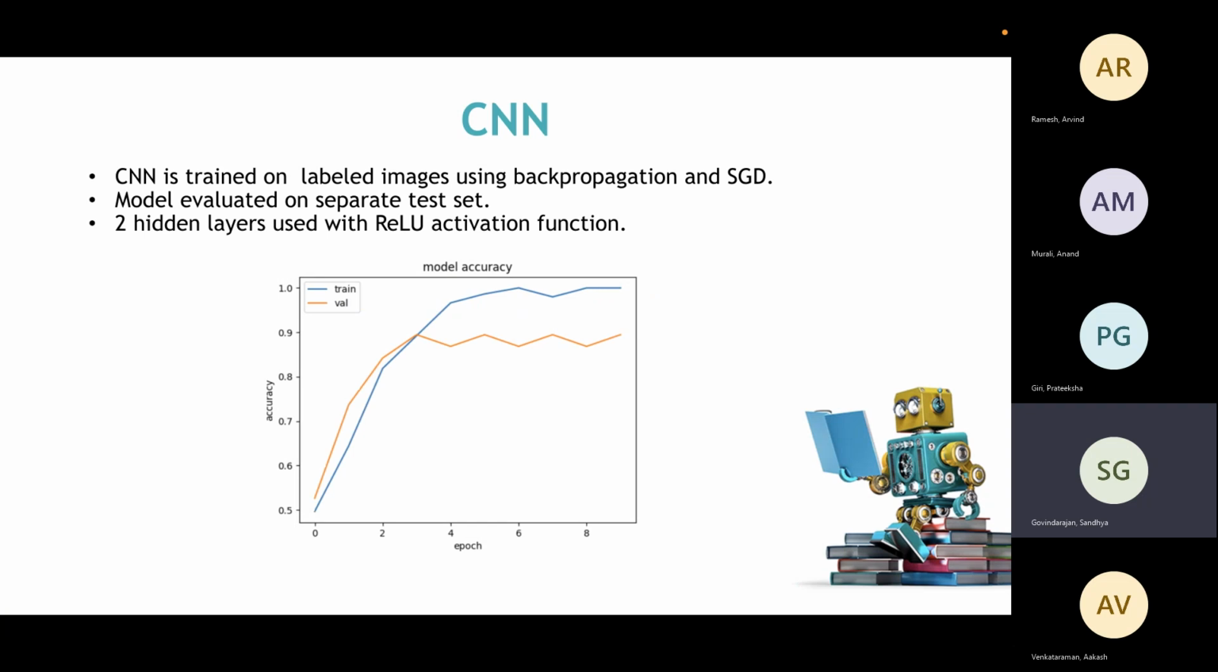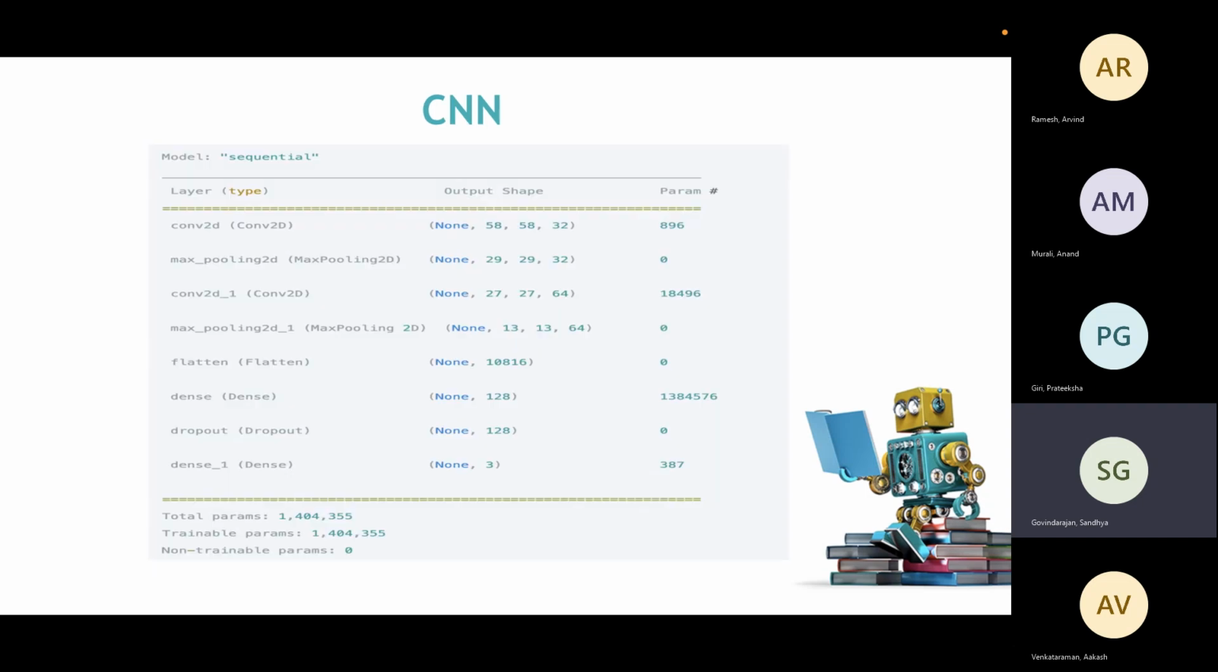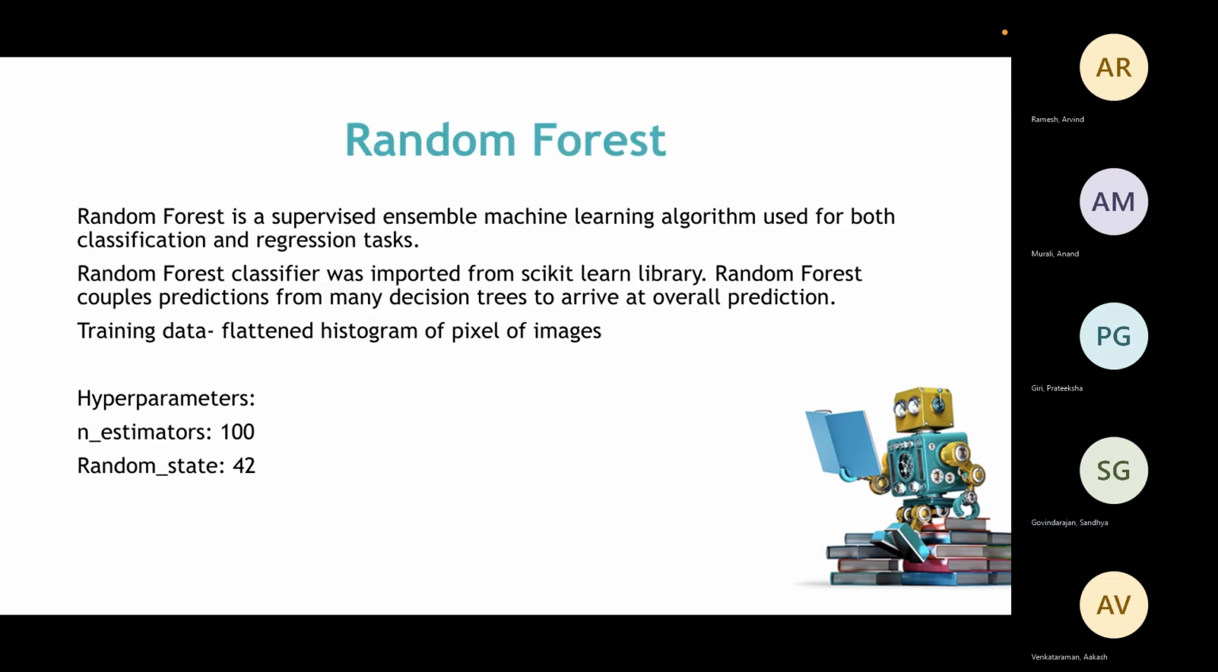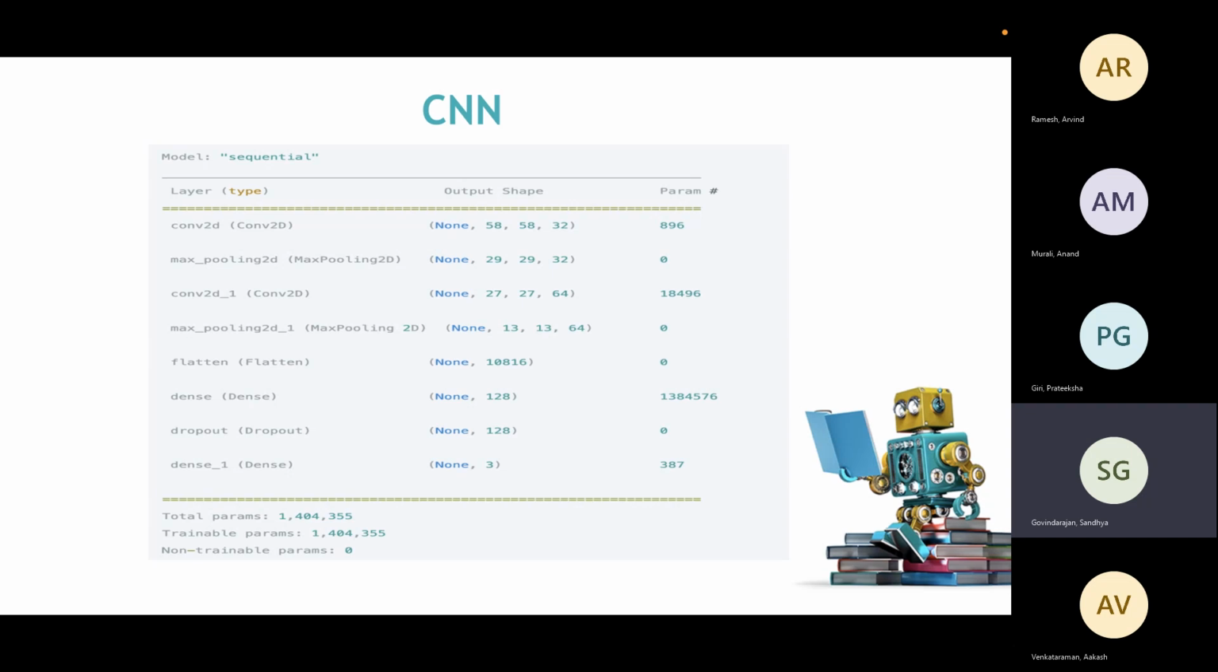So the first method that we implemented was the CNN. The CNN was trained on labeled images using backpropagation and SGD. We evaluated the model on a separate test set, and we used two layers with the ReLU activation function. As you can see, these are the layers that we used. We used two layers, and we also used flatten, and we used dropout to reduce overfitting of the model. And one more thing that we used was the ADAM optimizer for the hyperparameter tuning.